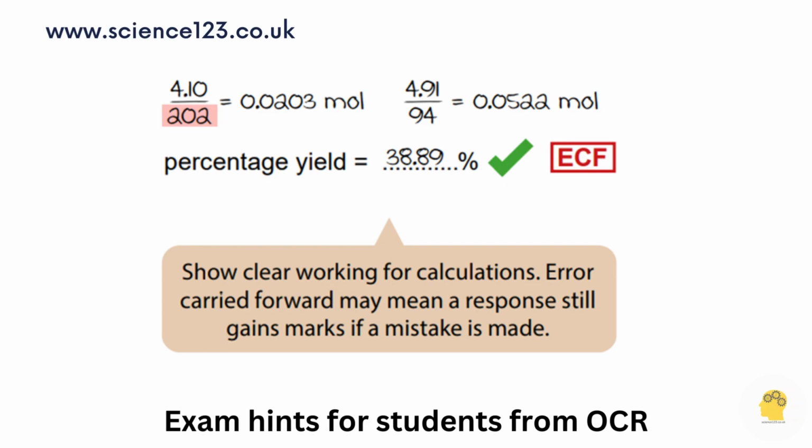This incorrect answer is later used in a stage further on in the calculation, which will still gain a mark. This is known as the error being carried forward and is why you need to show each stage of your calculation. The examiner would not have been able to award any marks at all if only the final incorrect answer had been given.